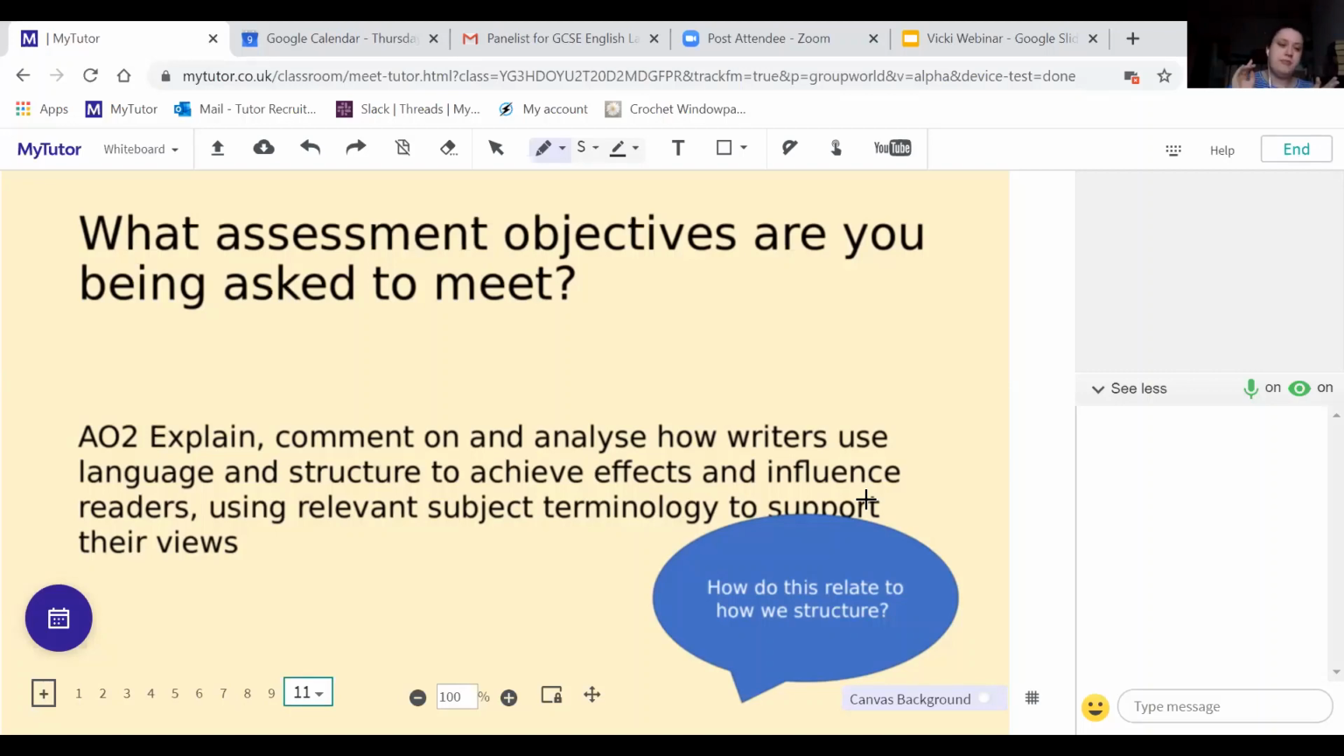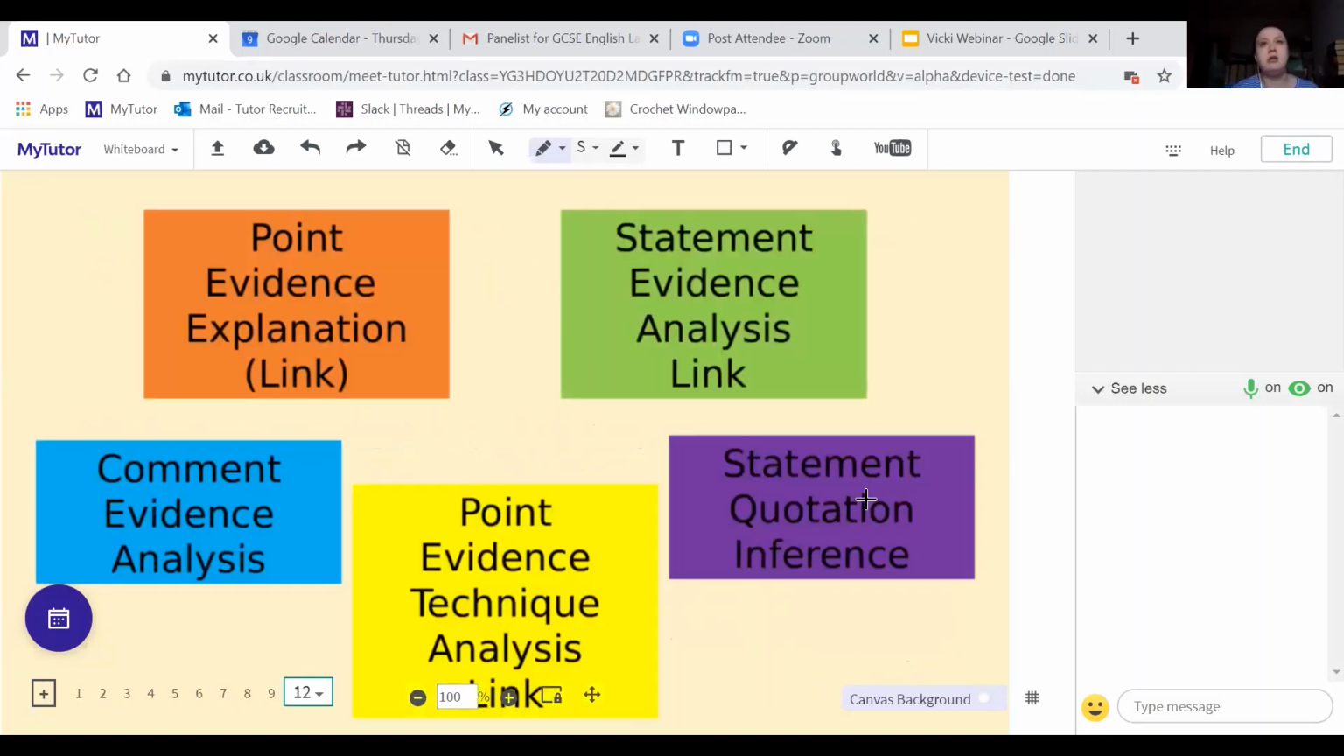So in terms of how we relate this to structure, a few of you asked me, how on earth do I structure my writing? So these are a few of the different ways schools teach you how to structure your answers, from the students I've been teaching over the last few months. They're all much of a muchness. They're very similar, although they're using different words.